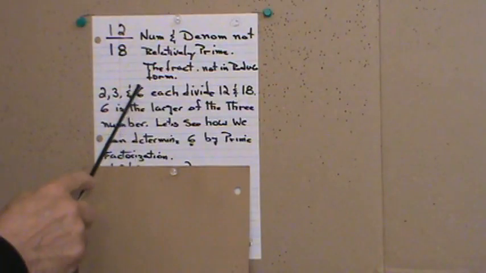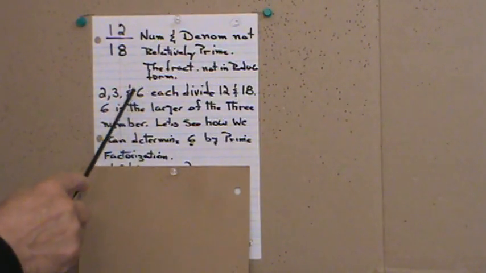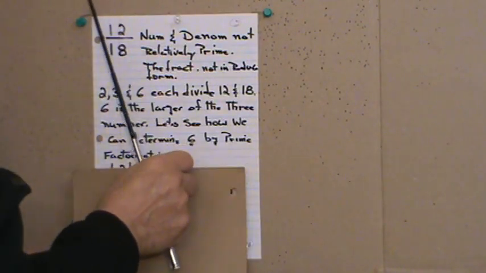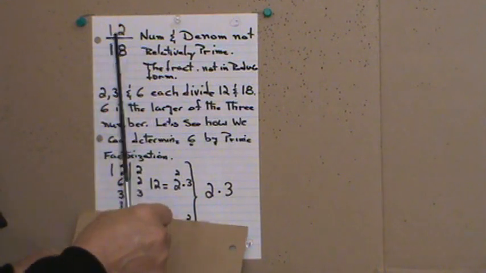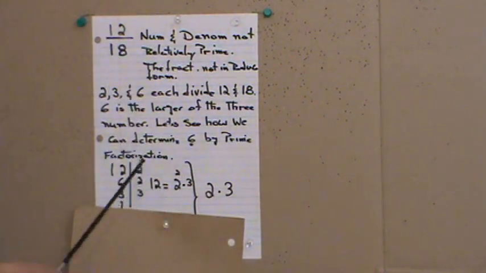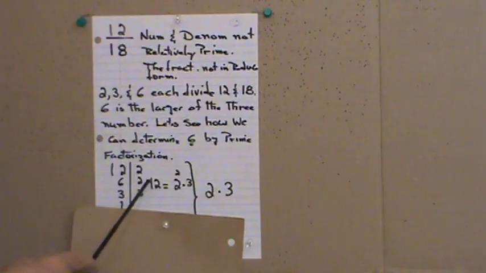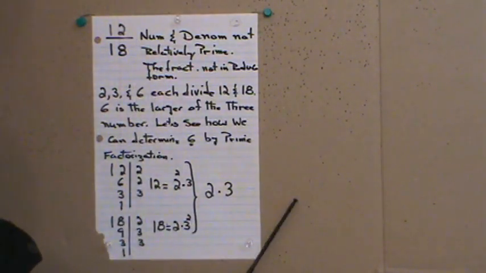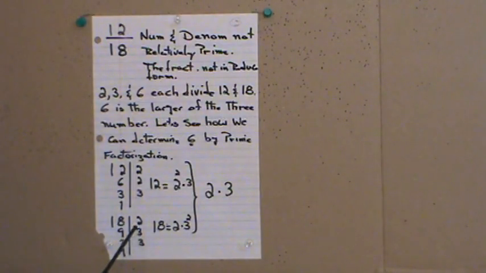Now, how do we find 6? We want to learn from this so that we can apply it to larger numbers. I have used the vertical line technique here, the prime factorization, and 12 ends up being 2 to the 2 times 3, which is 4 times 3. I did the very same thing for 18, and I end up with 2 times 3 times 3. You see that?